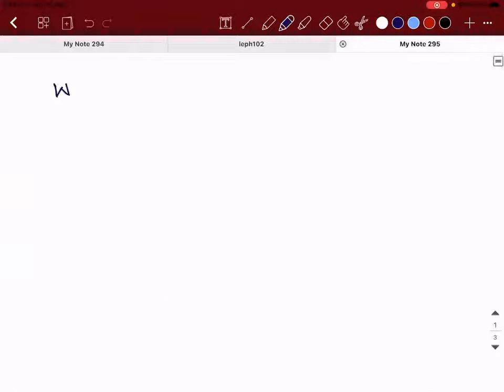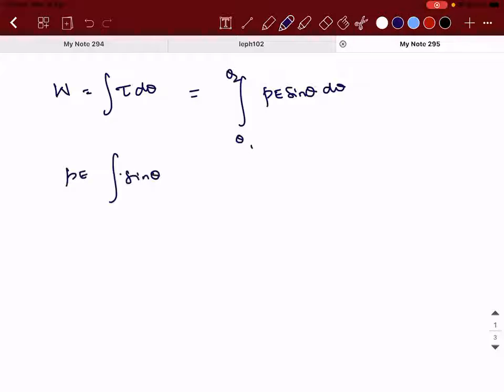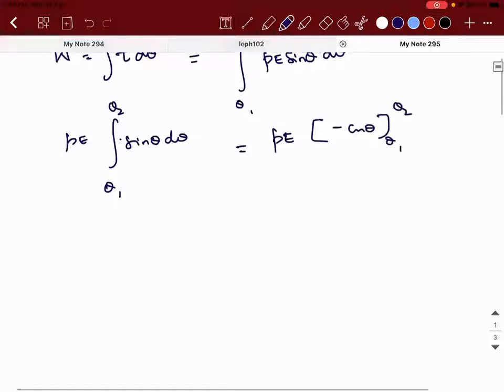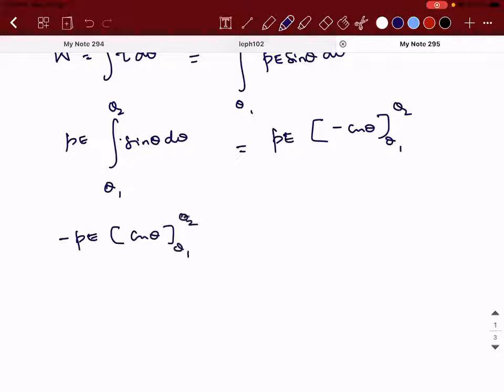Which one? See, work done is equal to integral of tau d theta. One minute, I will come to that point. P sin theta d theta from theta 1 to theta 2. If I take the P outside, integral of sin theta from theta 1 to theta 2, this will be PE into minus cos theta from theta 1 to theta 2. I take that minus sign outside and write it as minus PE into cos theta from theta 1 to theta 2. This is an extra step, that's it.